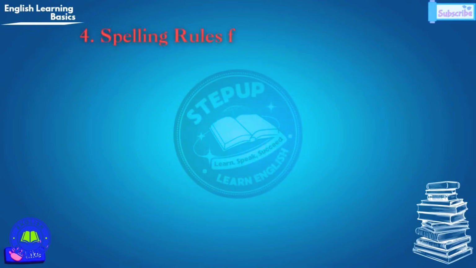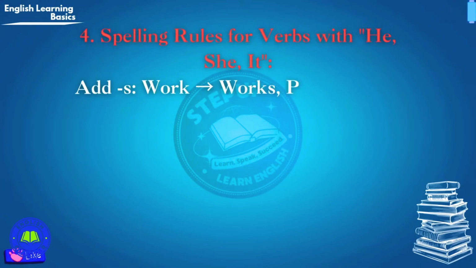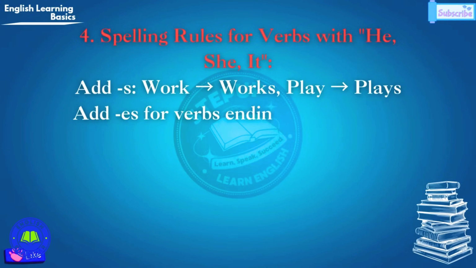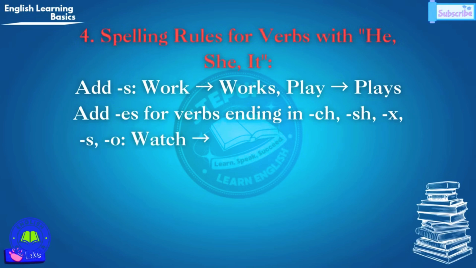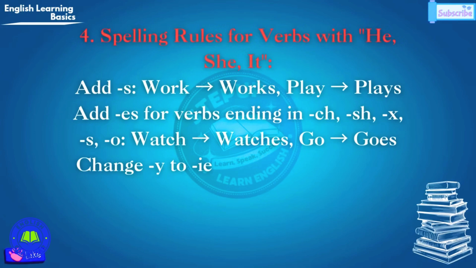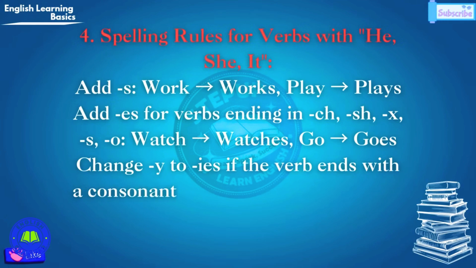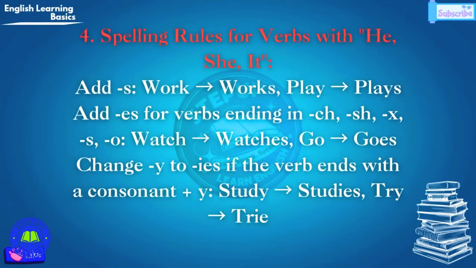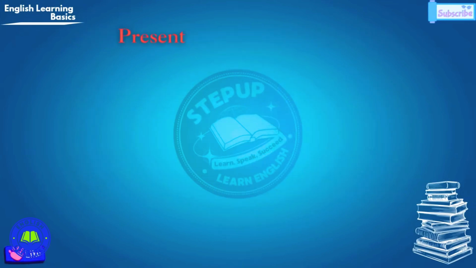4. Spelling rules for verbs with he, she, it. Add s: work, works; play, plays. Add es for verbs ending in ch, sh, x, s, o: watch, watches; go, goes. If the verb ends with a consonant plus y, change the y to ies: study, studies; try, tries.